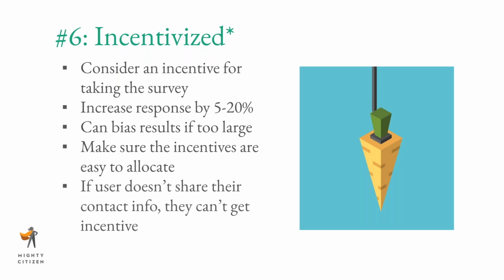Keep in mind though, with incentives, that if a user doesn't share their contact information, they can't get the incentive. So if you want an anonymous survey, you cannot also have an incentive, because you have to know who filled out the survey in order to get them an incentive. One way we get around this is leaving the option open for people to either be anonymous or to leave their contact information. The last line in our survey will say something like, you can choose to remain anonymous, but if you'd like to be considered for our incentive, please fill in your contact information. So that's one way to get around it a little bit.